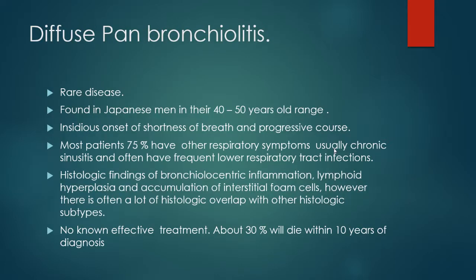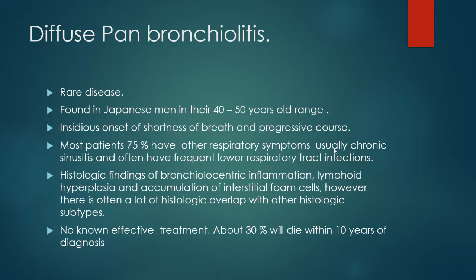And one of the other types is something that's likely to be very uncommon around here. It's very common in Japan. It's a rare disease even in Japan. Affects mostly men who are between 40 to 50 years of age. Slow onset, insidious onset of shortness of breath with progressive worsening. And of course, if you don't suspect it, then you're not going to find it. Most patients also have other respiratory manifestations as well, such as chronic sinusitis, and have frequent sinus infections.